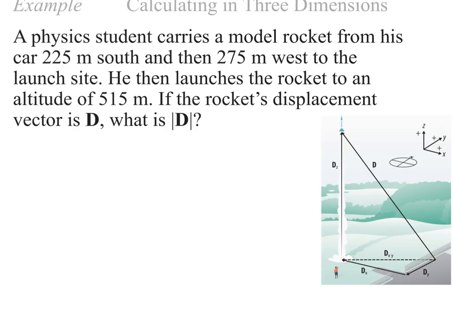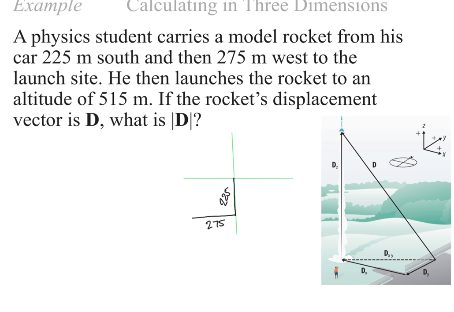This says a physics student carries a model rocket from his car 225 meters south and then 275 meters west to the launch site, all right? So south and then west. If I were to look at this on just a north, south, east, west, first of all, which they gave us a little picture over there to the right, but if I just look here, then I know that he went 225 meters south, right there. And then he went 275 meters west, something like this, okay?